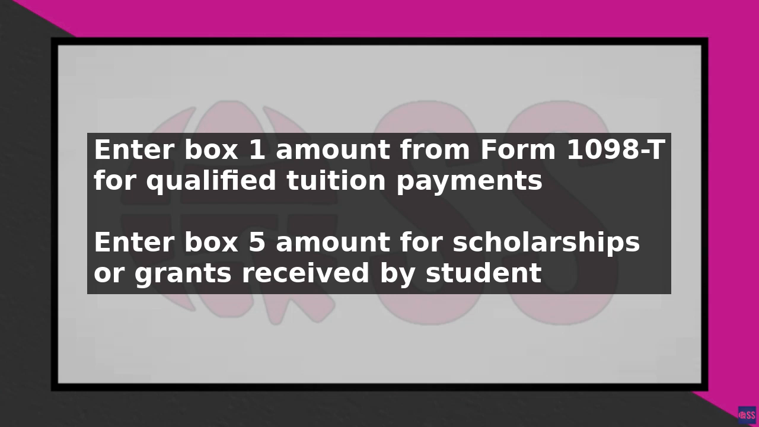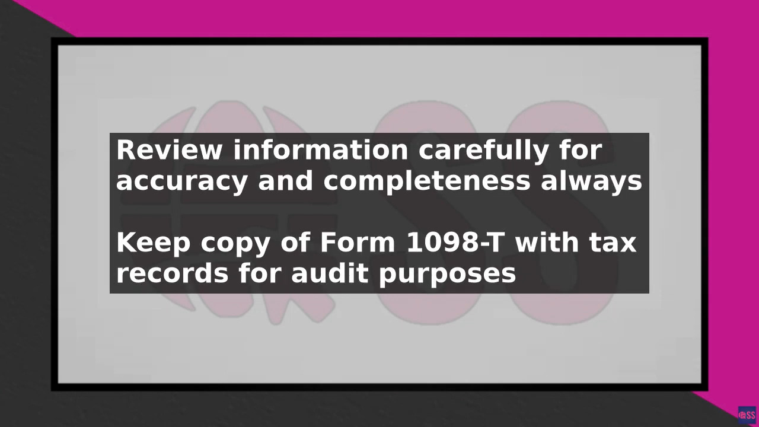For example, the American Opportunity Tax Credit can provide a credit of up to 100% of the first $2,000 of qualified tuition and related expenses, and 25% of the next $2,000. Finally, review your information carefully to ensure accuracy and completeness. You can also use TurboTax Online tools to check for any errors or discrepancies.